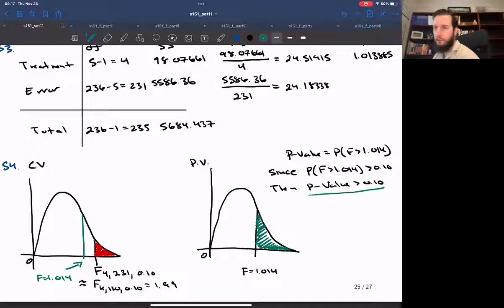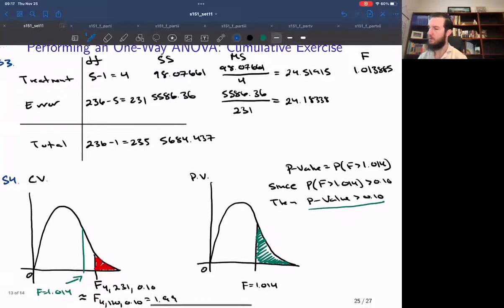So we can see from the critical value approach, we're not going to reject. And we can see from the p-value approach, we won't reject because the p-value is bigger than the significance level. Any questions?